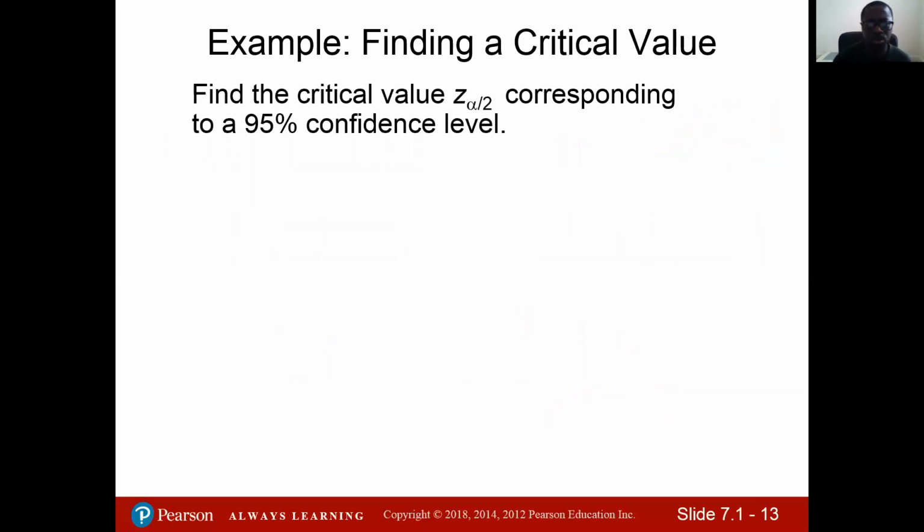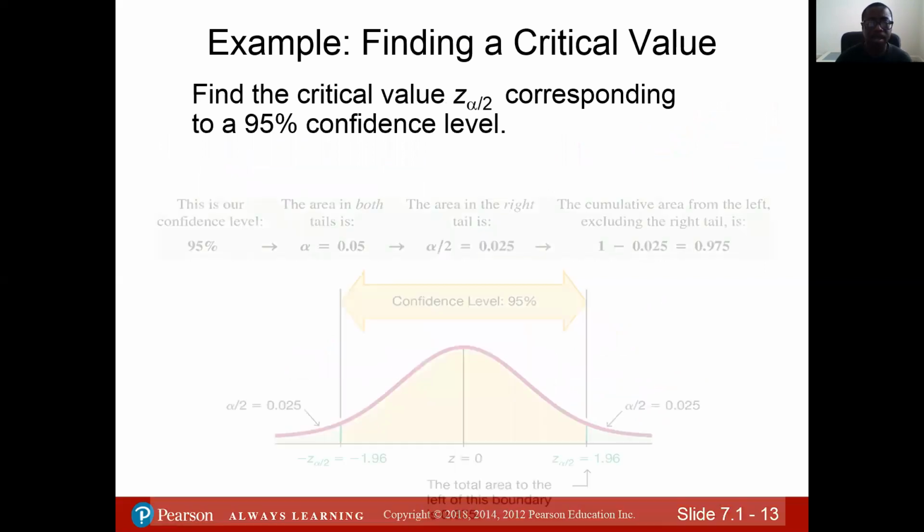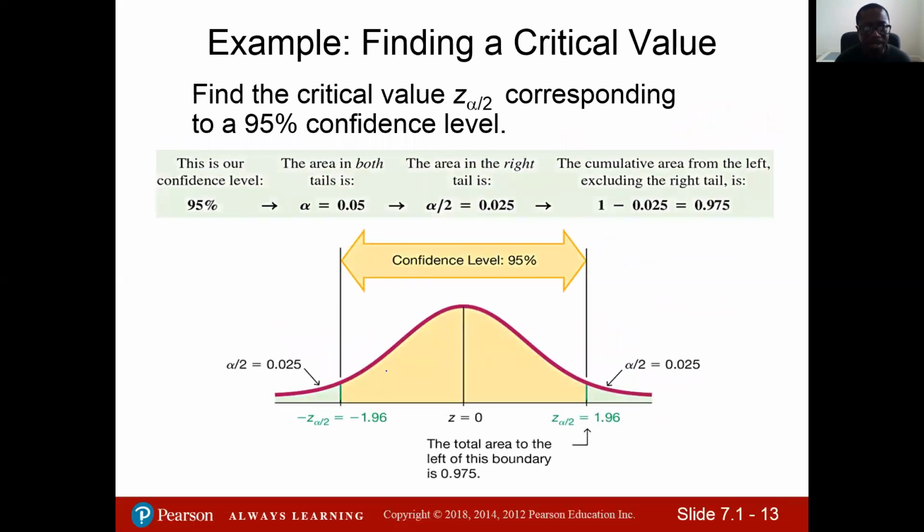All right, now here's an example of finding the critical value, Z alpha by 2, corresponding to 95%. First, we know our confidence level is 95%. We subtract this from 100 to get my alpha, which is 5%. Then divide alpha by 2. You get 0.025.